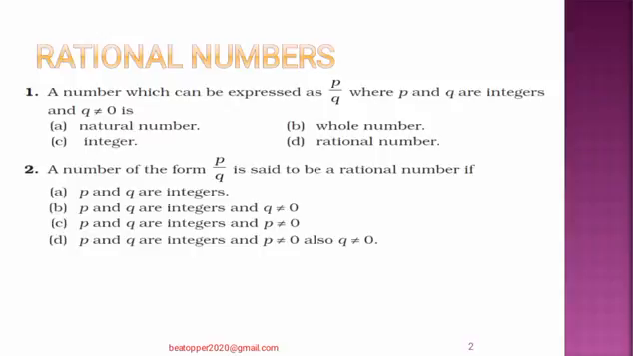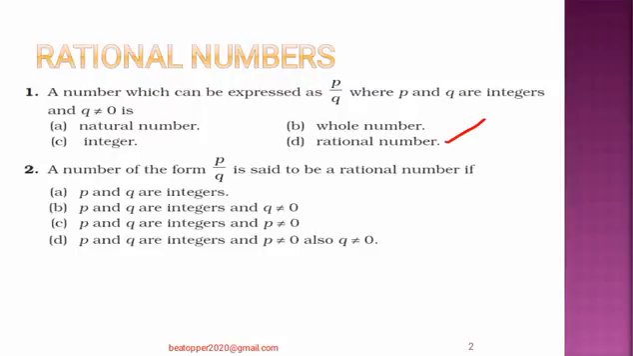First question: a number which can be expressed as p by q, where p and q are integers and q not equal to 0, is. Actually, this is the definition of a rational number. So, the answer is D, that is, rational number.